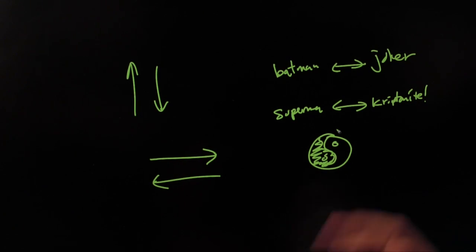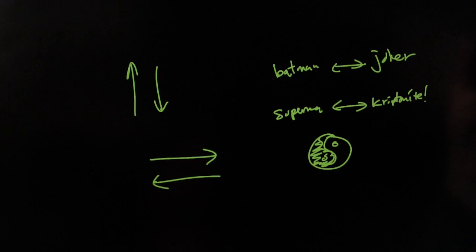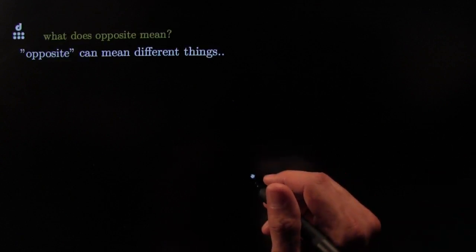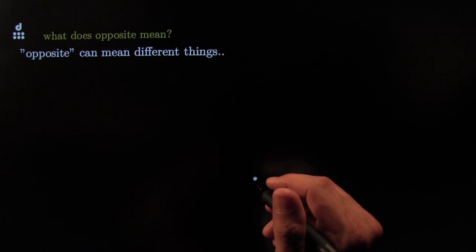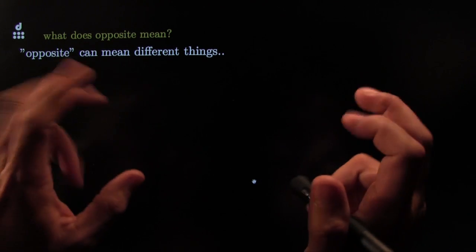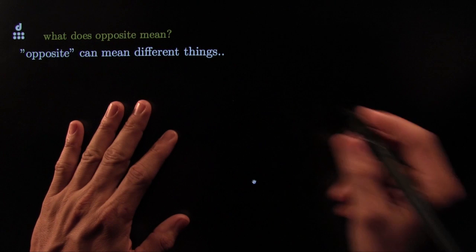The trouble is that there are many types of inverses, and so we have to be just a little bit careful when we talk about inverses. The careful explanation should go like this. There are many different things that we could mean when we say opposite. Opposite has to be really clarified.